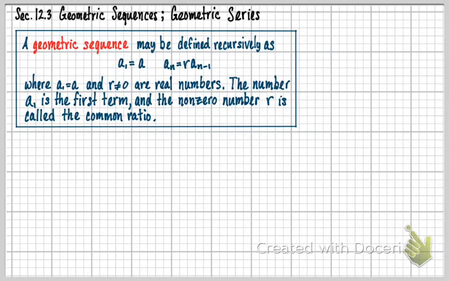Section 12.3, Geometric Sequences, Geometric Series. Now, a geometric sequence may be defined recursively as A1 equals A and An equals R times An minus 1, where A1 equals A and R are real numbers. The number A1 is called the first term, and the non-zero number R is called the common ratio. So R is called the common ratio here.